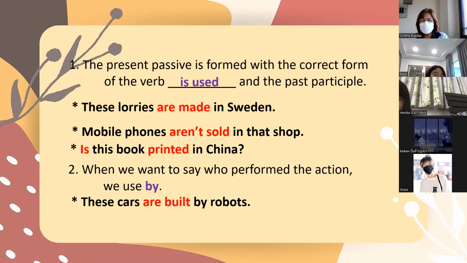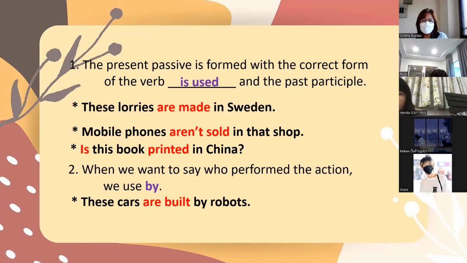Poon, can you read? These lorries are made in Sweden. Okay, so we have here, these lorries are made in Sweden. We have here, of course, for passive voice, are made. Okay, second one, Haruka.